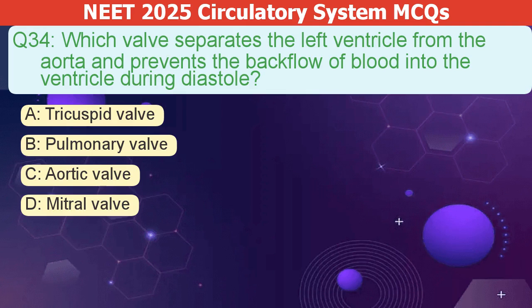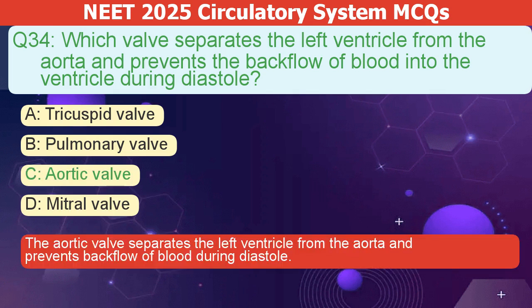Which valve separates the left ventricle from the aorta and prevents backflow of blood into the ventricle during diastole? A. Tricuspid valve. B. Pulmonary valve. C. Aortic valve. D. Mitral valve. The correct answer is C. The aortic valve separates the left ventricle from the aorta and prevents backflow of blood during diastole.